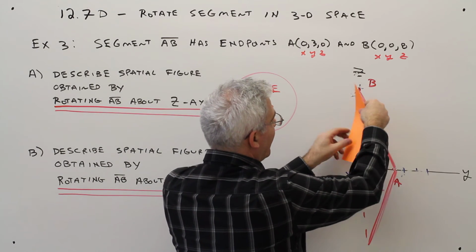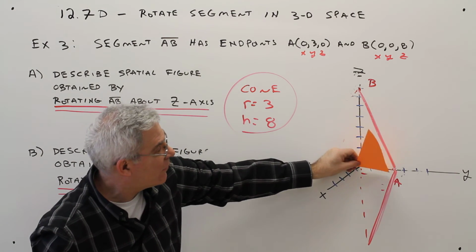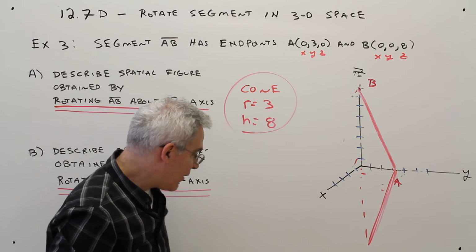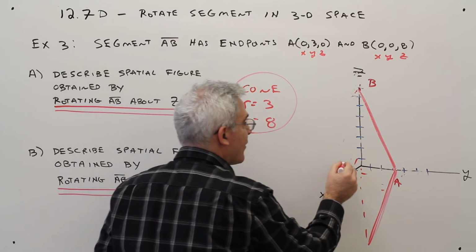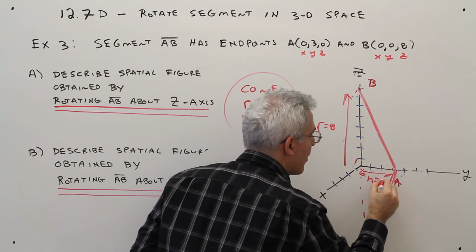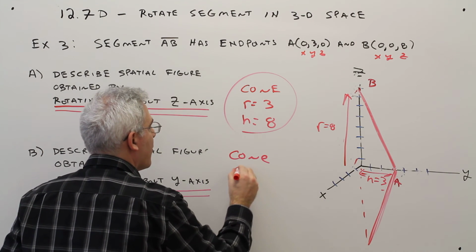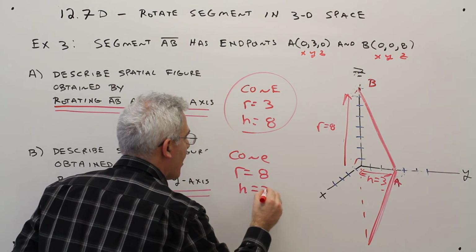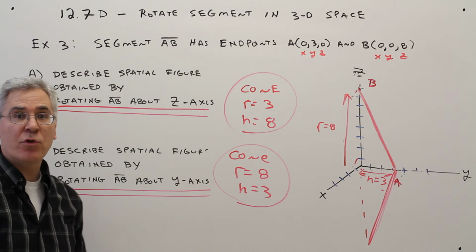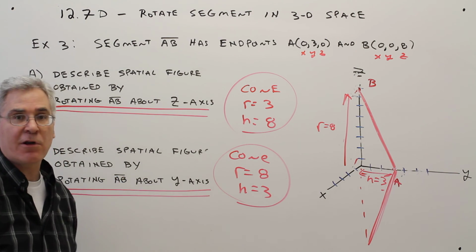To help you better visualize it, we can take this and just rotate about the y-axis. And hopefully you can see we're going to get that cone shape. In this case, the cone will have a radius of 8 and a height of 3. So it's going to be a cone, radius of 8, height of 3. And there you have it, how to rotate a segment in three-dimensional space and get shells, or as we're going to call them, solid figures.